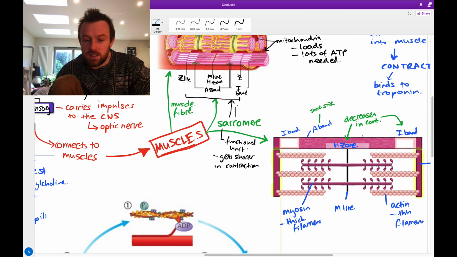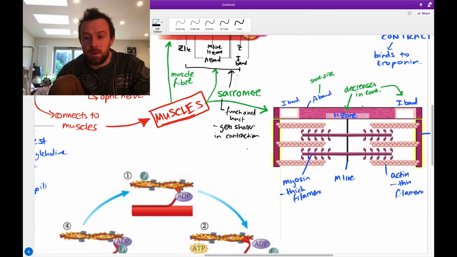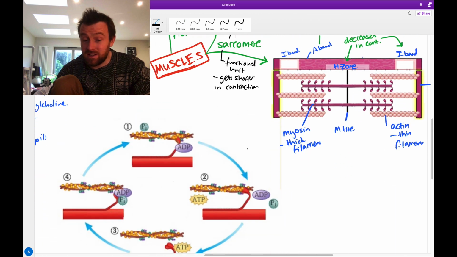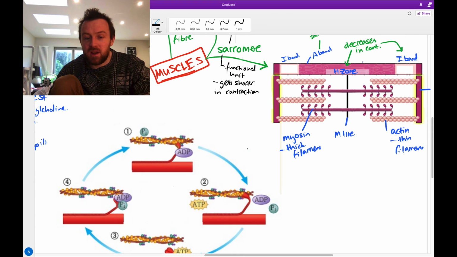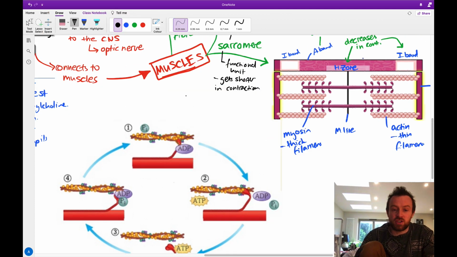Okay, so now let's talk about a bit more of the molecular detail, and it's the last thing I'm going to do, of how the cross-bridge cycle works. So that's this cross-bridge cycle.